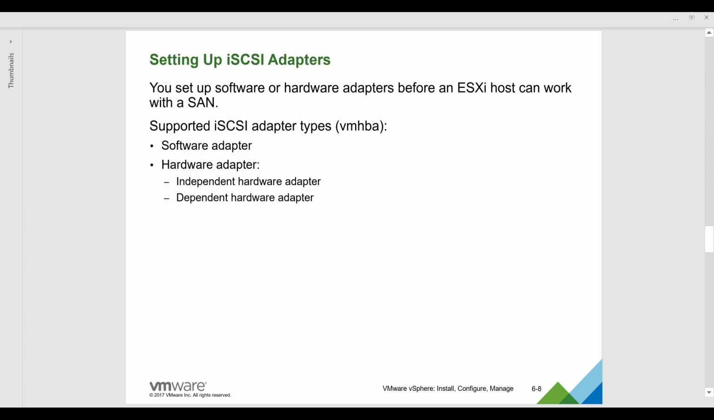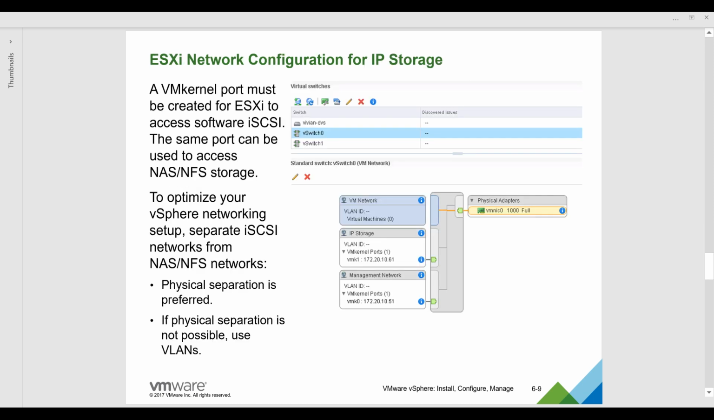Setting up iSCSI adapters, you can set them up before an ESXi host will communicate with a SAN. Again, we can have software and hardware. Hardware is independent or dependent. To configure it for IP storage, again, that same port can be used to access NAS or NFS storage. But again, you want to keep your iSCSI network separate. And it tells you right here in this next one that it needs to be separate. If physical separation is not possible in how your network's laid out, use VLANs.